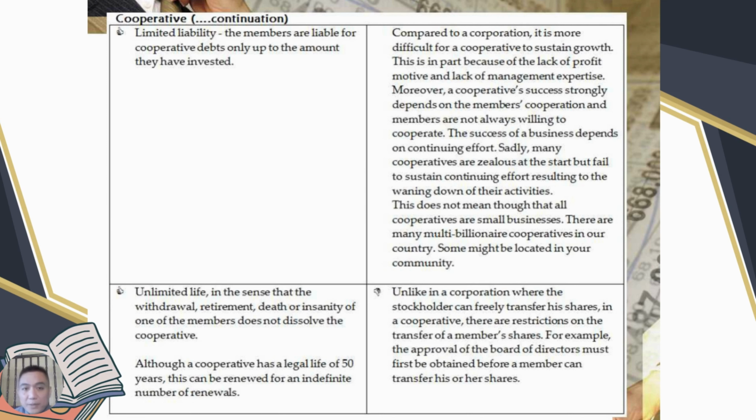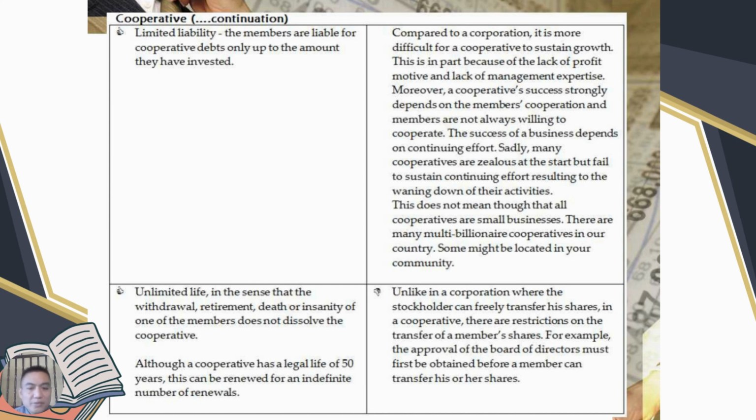This is in part because of the lack of profit motive and lack of management expertise. Moreover, a cooperative's success strongly depends on the members' cooperation, and members are not always willing to cooperate. The success of a business depends on continuing effort. Sadly, many cooperatives are zealous at the start but fail to sustain continuing efforts, resulting in the waning of their activities. This does not mean though that all cooperatives are small businesses. There are many multi-billionaire cooperatives in our country. Some might be located in your community.